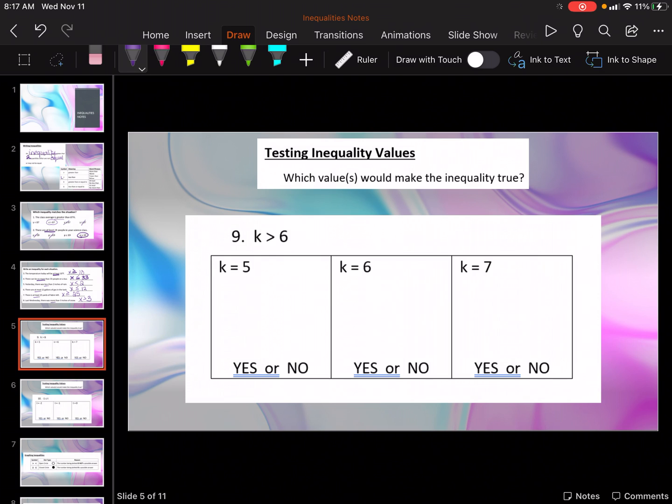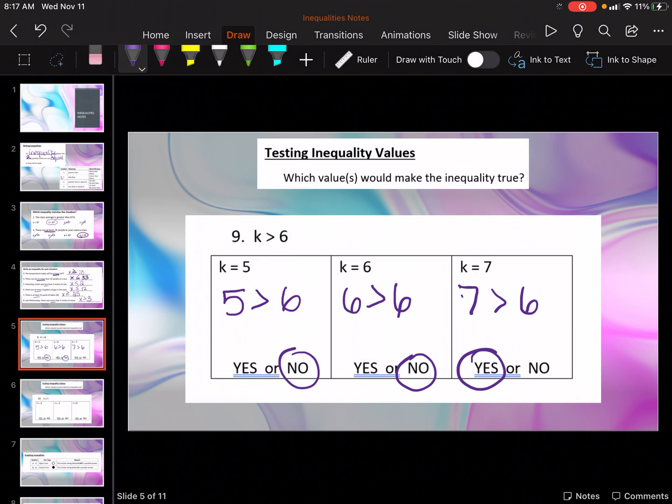For these next ones, you're basically just going to plug it in and see if it's true. Just like we did with equations a couple of weeks ago, you're going to do the same thing. But for inequalities, there can be more than one answer. There can be more than one yes. Okay, so just plug it in. 5 is greater than 6. That is not true. 6 is greater than 6. That is not true. And 7 is greater than 6 is true. Show that substitution to help you.